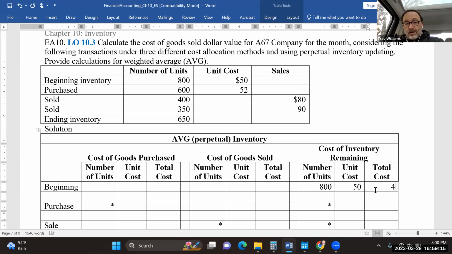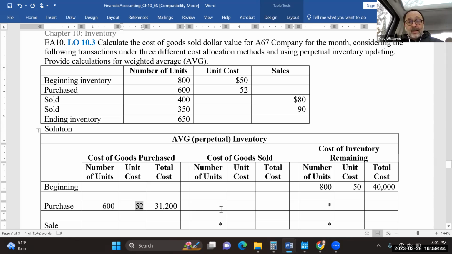So we have $40,000 worth of inventory. We make a purchase of 600 units. This part is the same, at $52 each. But now where things change is our average cost has changed, because we had a $50 cost from the first lot and a $52 cost from the second lot. So our average cost is somewhere in between those.